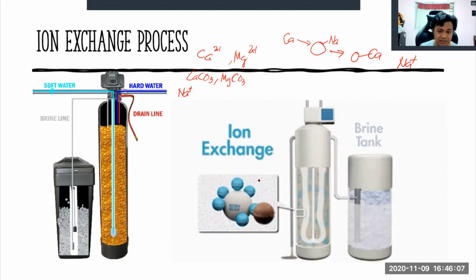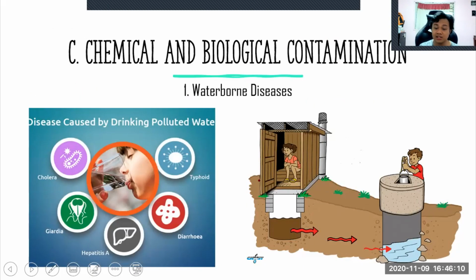Okay, so next, we have the chemical and biological contamination. So first is the waterborne diseases. So as you can see, there are many bacteria, there are many viruses, but mostly bacteria and actually fungus in our water bodies. So you can see we have diseases caused by drinking polluted water. We have cholera, giardia, hepatitis A, diarrhea, typhoid, right? Maybe if you factor in amoeba here, so it will make your stomach hurt, and you know what happens.